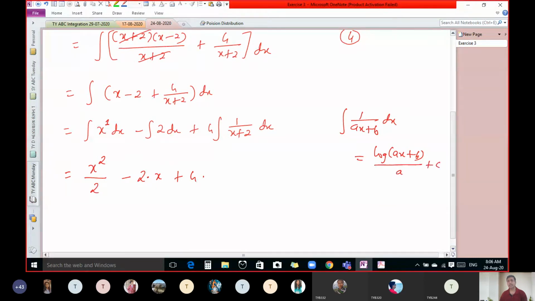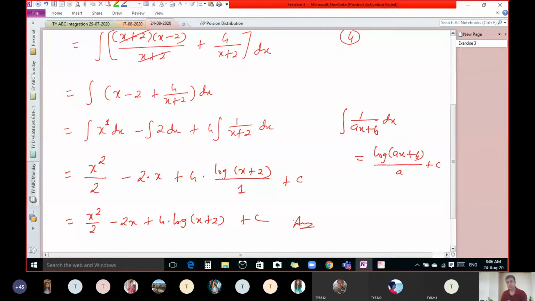That is the integration for this type of question. So here integration of 1 upon x plus 2 is log x plus 2 upon the coefficient of x, which is 1, plus c. So our final answer is x square by 2 minus 2x plus 4 into log x plus 2, no need to write this 1, and plus c. This is our final answer.